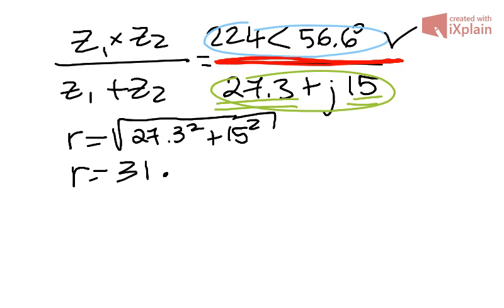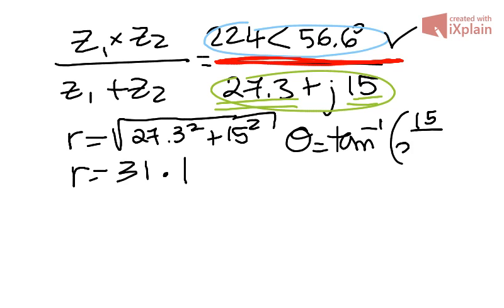So 31.1 if we round to one decimal place. Now for the angle, we know it's tan inverse of b, 15, over a, 27.3. So let's do that calculation. Tan inverse of 15 divided by 27.3. Make sure your calculator is set to degrees.